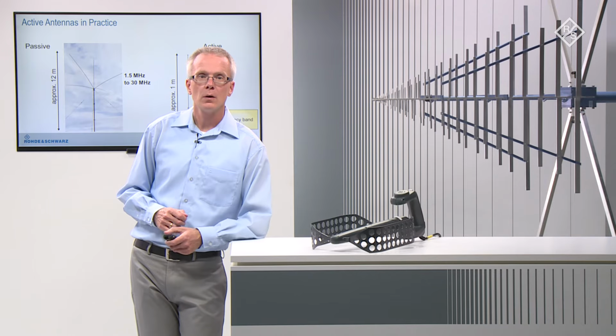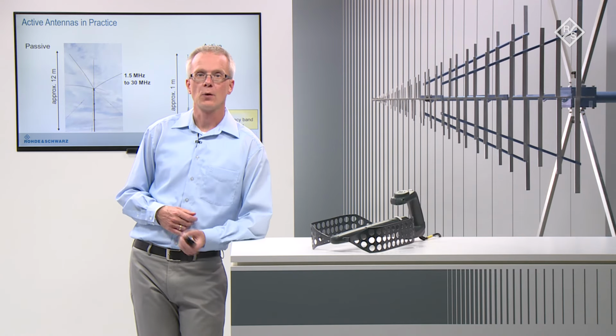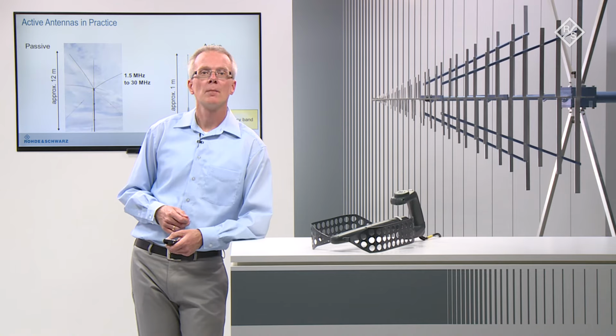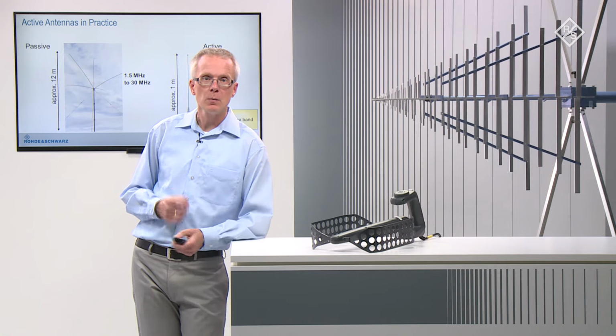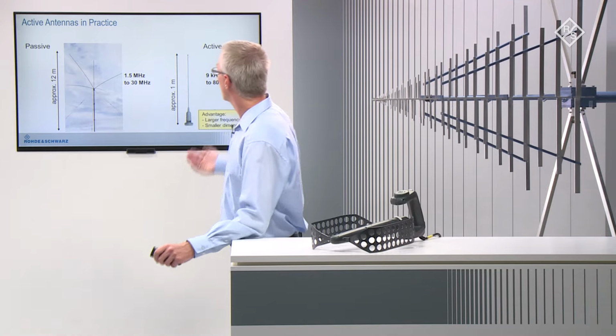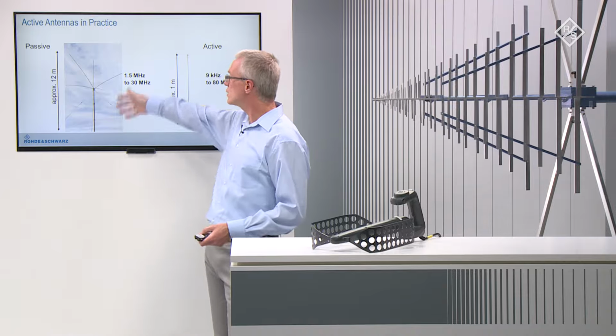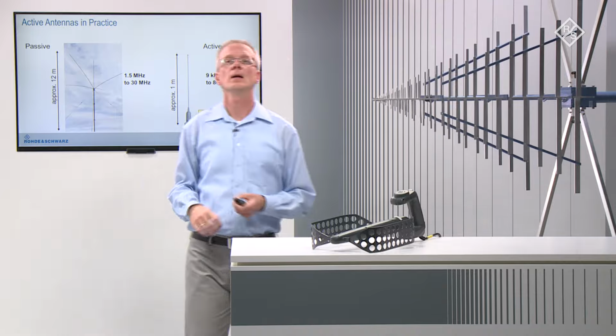Secondly, active antennas are reduced in size significantly. For example, an active antenna, a monopole, covering the HF frequencies can be built with a radiator as short as approximately 1 meter, while a passive antenna covering almost the same frequency range is more than 10 times as long.